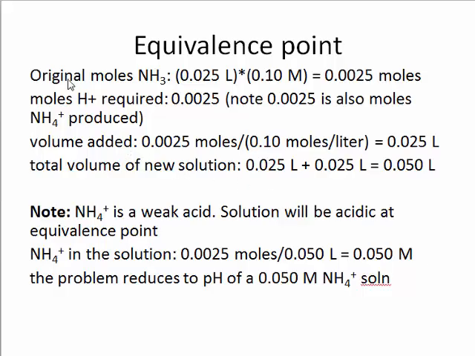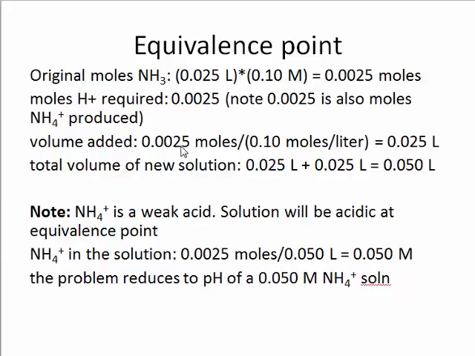Alright, now let's do an equivalence point calculation. We can find the original moles of NH3, molarity times volume. Since this is a reaction with 1-to-1 stoichiometry, that requires 0.0025 moles H+, and note that we'll produce 0.0025 moles of NH4+.